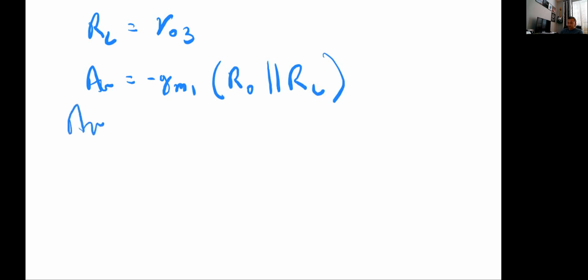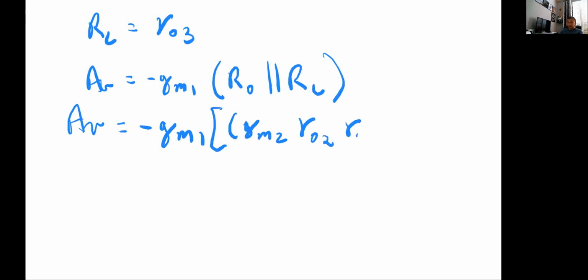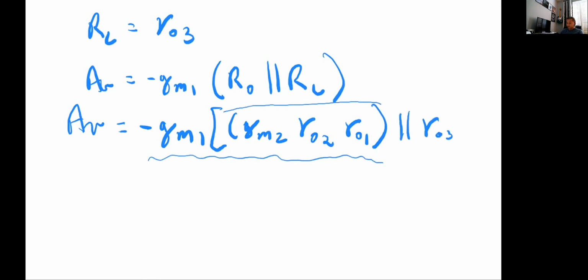And based on what we did before with the Cascode, I can write that the voltage gain is minus gm1 times gm2, the second transistor, the Cascode transistor on top of Q1, times RO2 times RO1. So you can see here the part of that gain squared, okay? But now with the load, this expression is in parallel with RO3 because I have to take that into account.